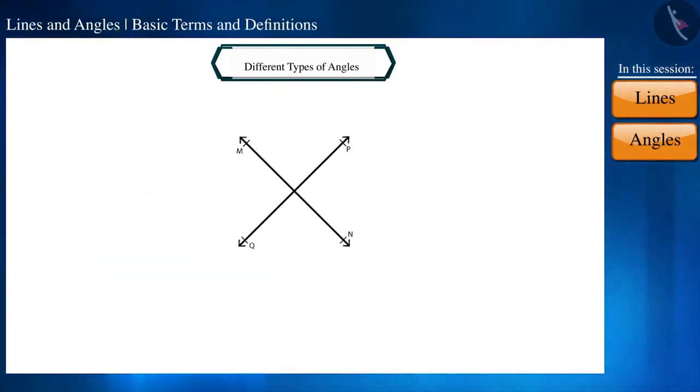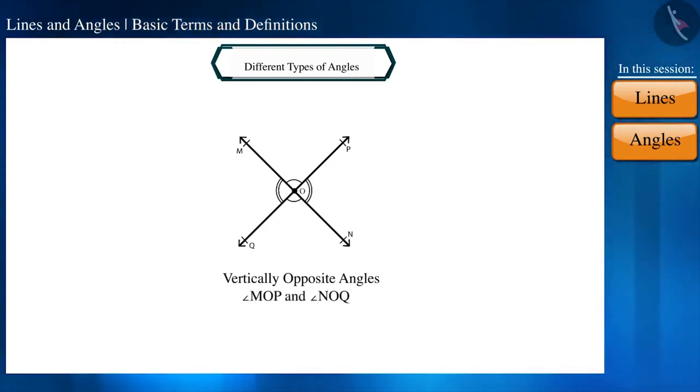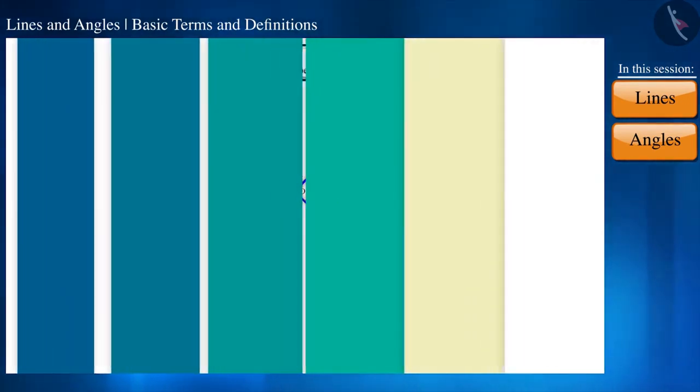If two lines intersect each other, then the vertically opposite angles are formed. Like here, the line MN is intersecting the line PQ at the point O. Here, we get two pairs of vertically opposite angles. The first pair is angle MOP and angle NOQ. Can you tell the name of the second pair? Yes, angle MOQ and angle PON is the pair of the vertically opposite angles.